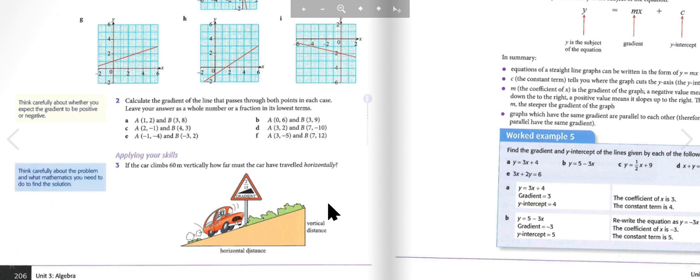So 60 times 15 halves equals 60 divided by 2, divide both sides by 2, 30 times 15, which is 450 meters.